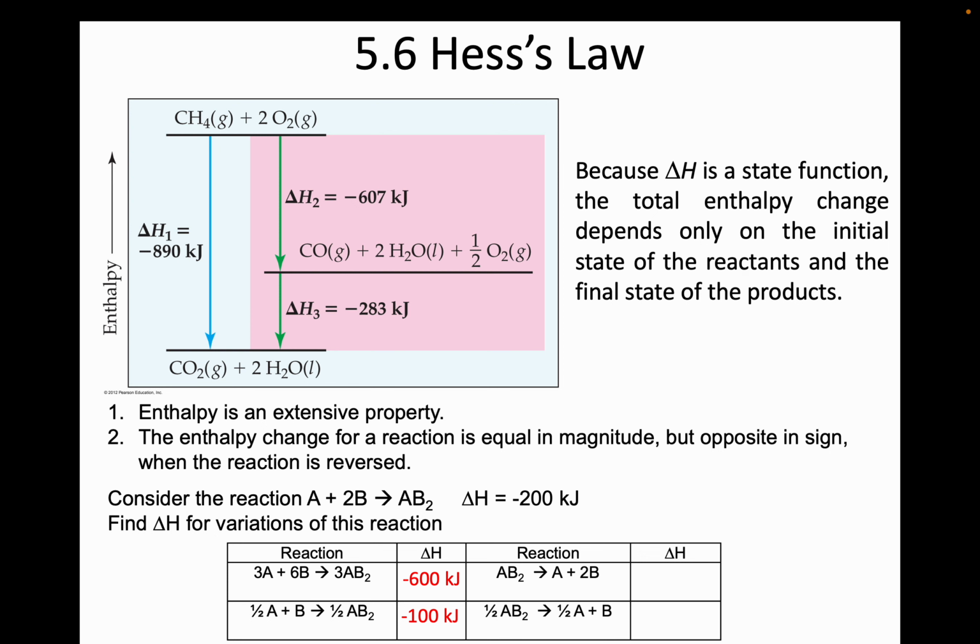Here would be the different answers. So if we took all the coefficients and cut them in half, instead of minus 200 kilojoules, it would be minus 100. In this case, we've reversed the reaction. So instead of having negative, it's positive. And in this case, we've reversed it and cut the coefficients in half. We want to be able to do manipulations like these.